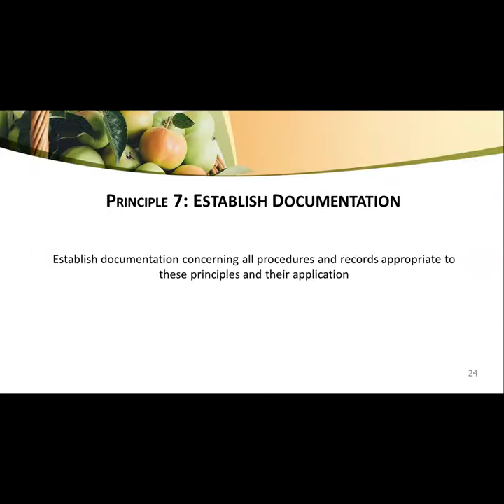The last principle is to establish documentation. Whatever we do should be documented in a proper manner. If it is not documented, there will be no evidence in future that it has happened or not, or that it is even working. So everything should be monitored and documented, and it should be verified by someone.